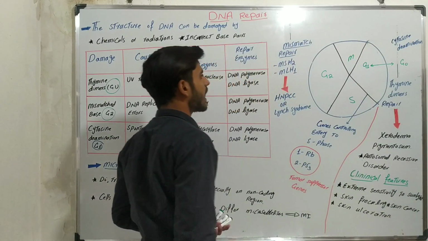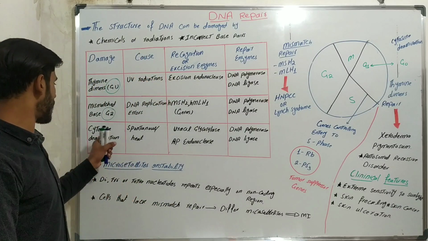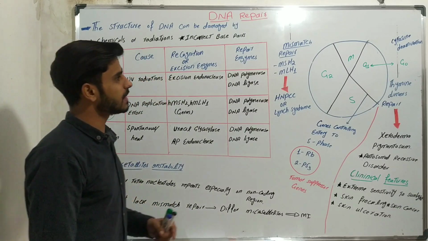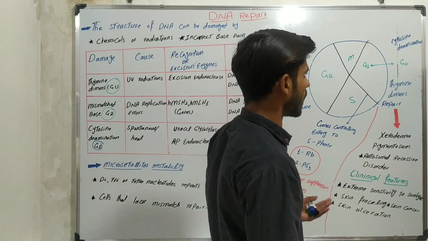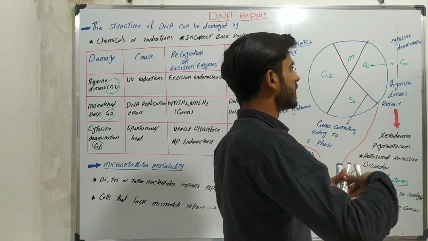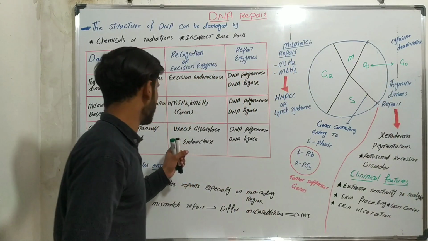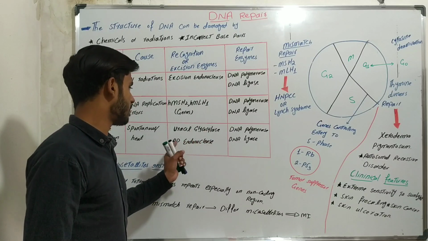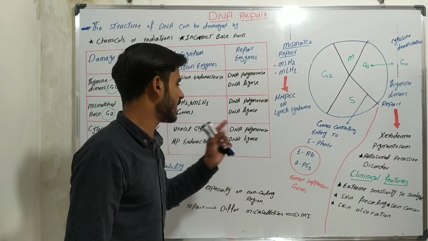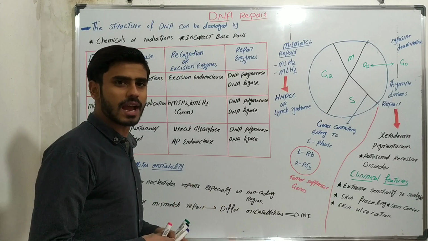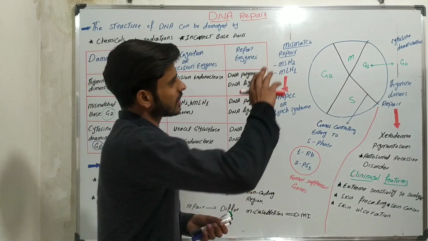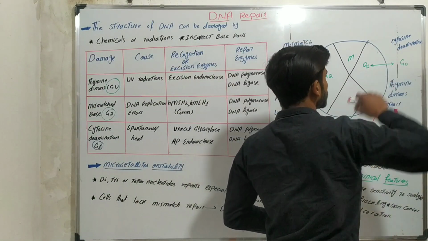And the second one that happens in G1 phase was the cytosine deamination, meaning that cytosine will be changed into uracil. So we have to reverse this process. This process will be repaired by uracil glycosylase, AP endonuclease, DNA polymerase and DNA ligase, which we have studied in the previous slide. So both of these have been repaired.